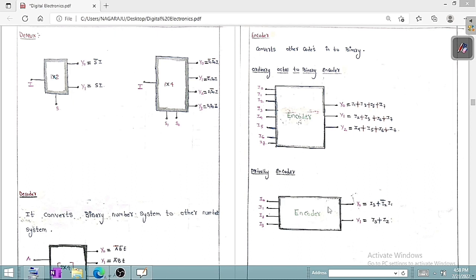So if you write the Karnaugh map and finally solve this, we are going to get y0 is equal to I3 plus I2 bar I1, and y1 is equal to I3 plus I2. So this is a point that you always have to keep in your mind.